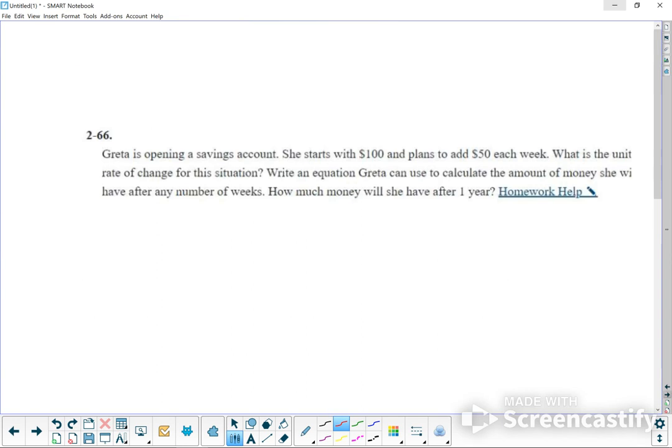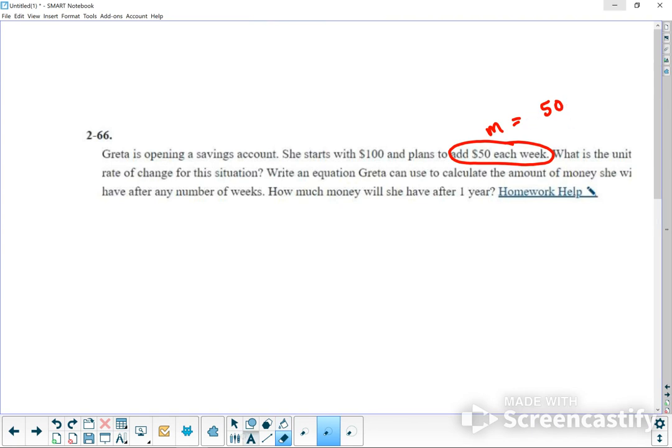Greta's opening a savings account. She starts with $100 and plans to add $50 each week. Okay, so we know that adding $50 each week, that is your pattern, and that's your slope. So that means we're going to add $50 every week. So you could say per week, per 1 week. Okay, but 50 is fine. So plus 50 is fine.